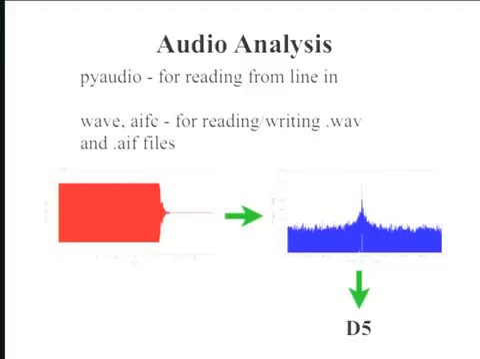So here we have a wave file, which is the red plot. And if we analyze the frequency spectrum, we can find a peak, which is at about 600 hertz, which is D5 on the music scale.